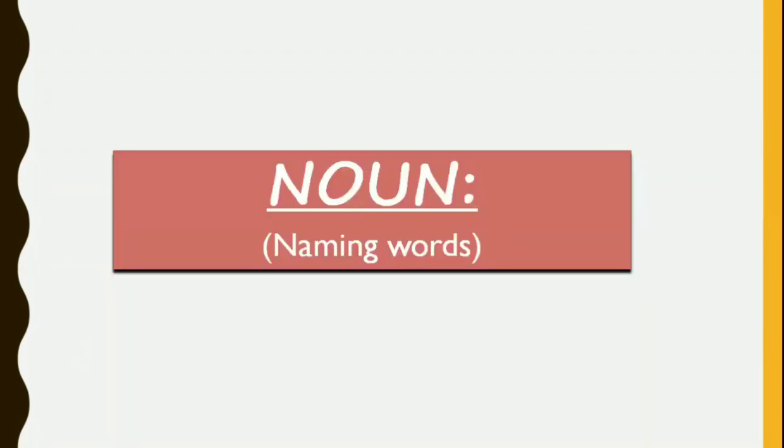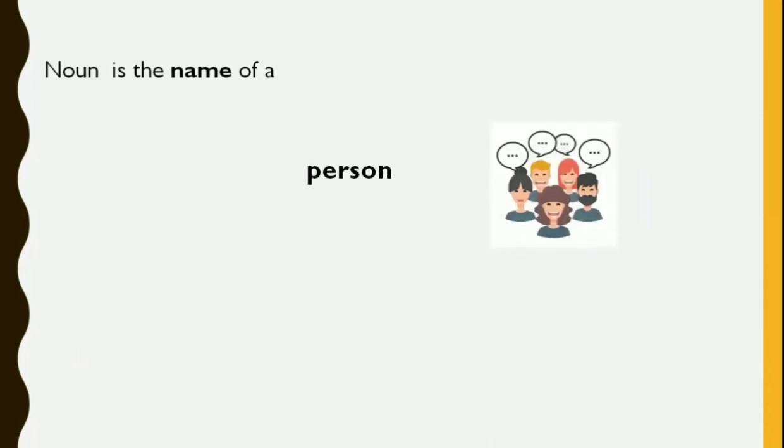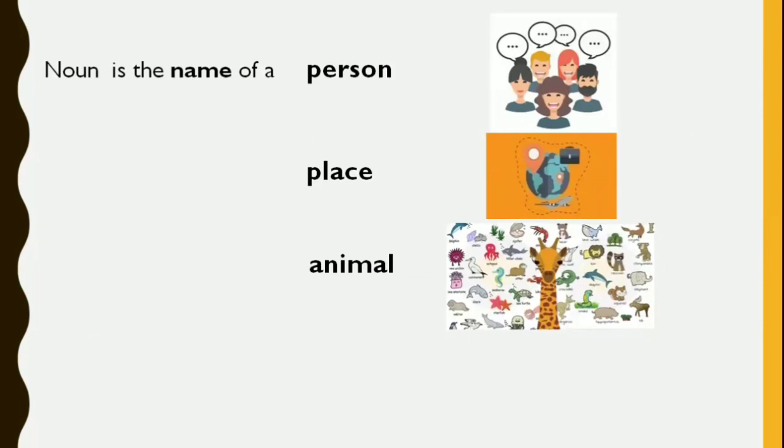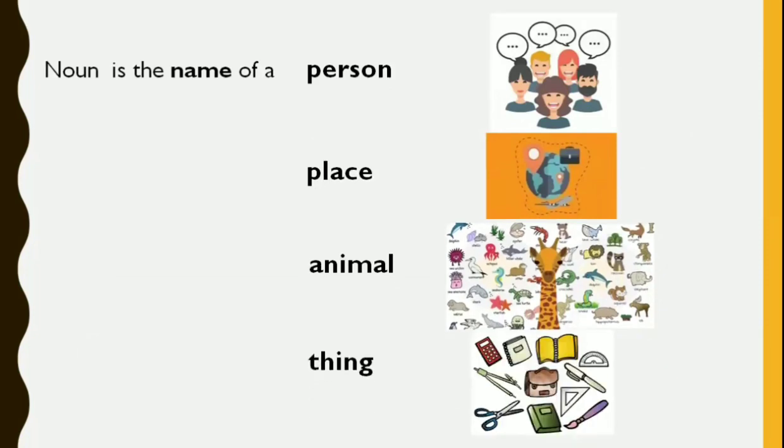Our number one parts of speech is noun. Nouns are the naming words. Noun is the name of a person, place, animal, and a thing. Noun is anything which is visible to your eyes.